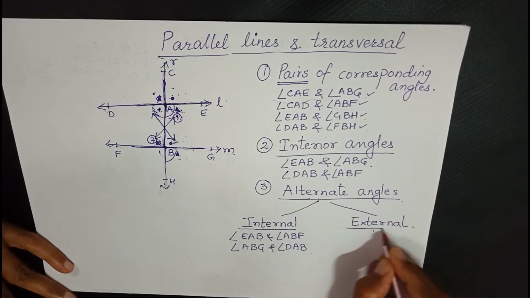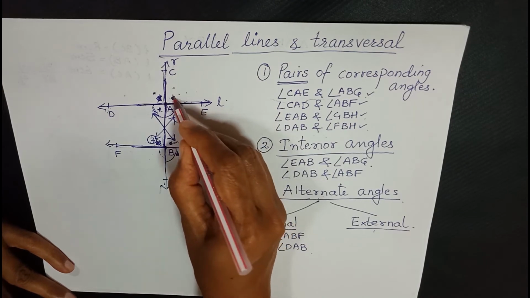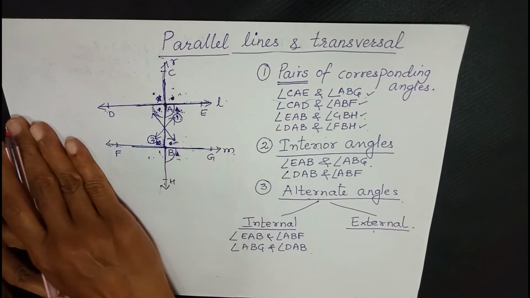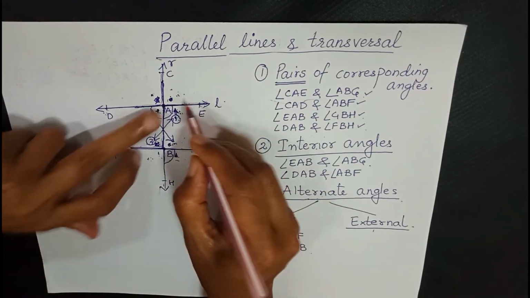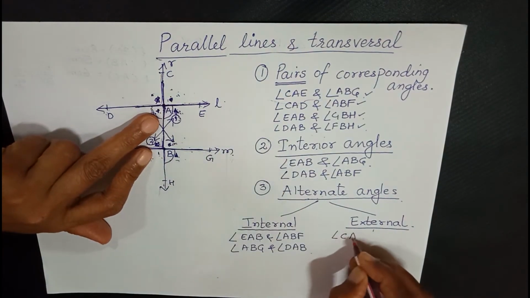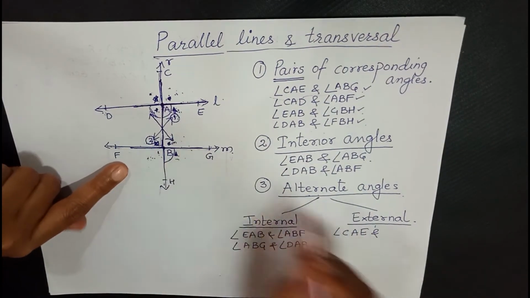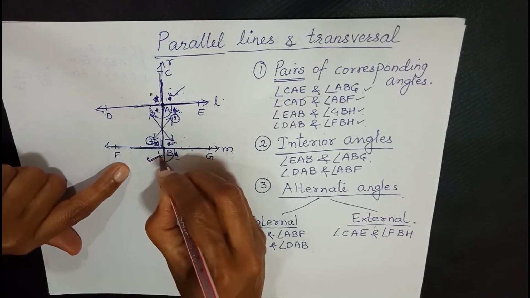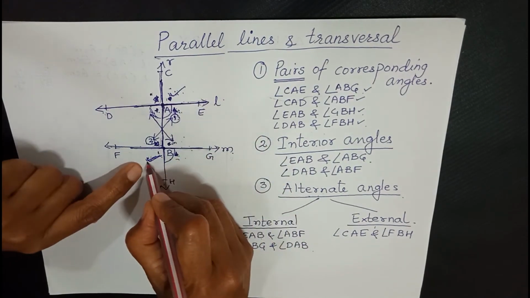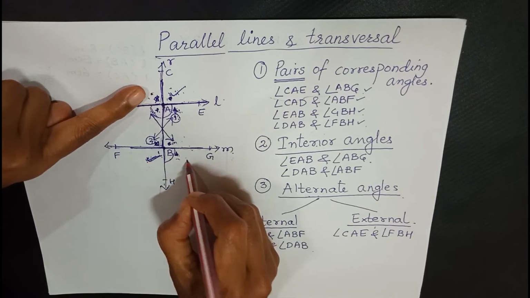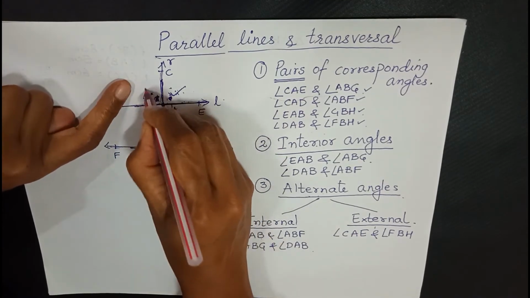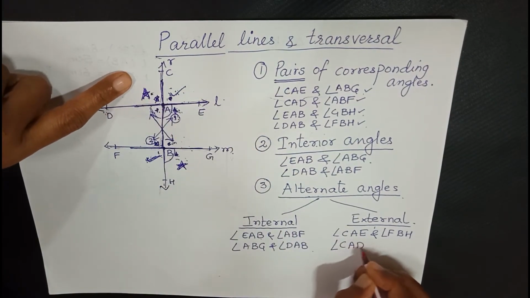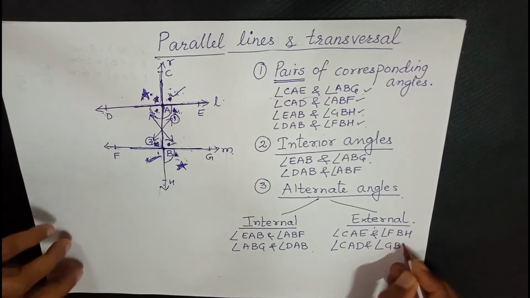Now similarly, the same for the exterior angles also. If I start from here, I leave this and I get this. So these two angles, one on the right hand side, one on the left hand side, are the alternate angles. So the name of this angle will be CAE and this angle FBH. From here I am leaving this, I am coming here. Now if I start from here, I leave this and I come here. So this is another exterior alternate angle pair, these two: angle CAD and angle GBH.